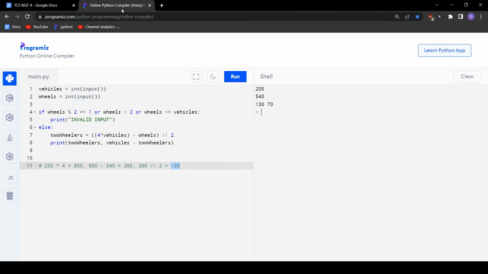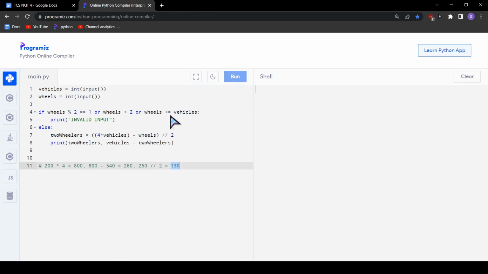Now we will check if these conditions are working. If we give a wrong input, like an odd number of wheels with the same number of vehicles, this is an invalid input, because obviously one wheel wouldn't be in use. One wheel wouldn't be in use if we have two wheelers, and if we have four wheelers, a vehicle would have just three wheels, so one wheel would be less.